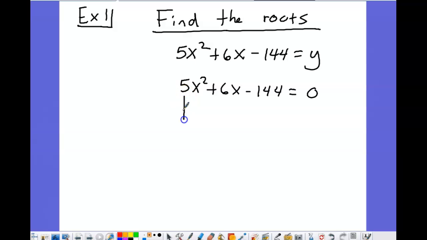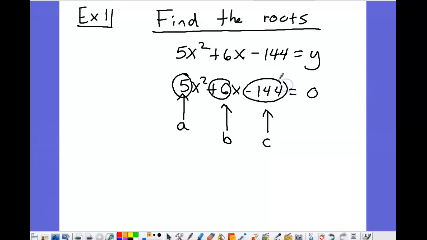The number in front of the x squared is the a. Let's circle that. The number in front of the x is the b. Now I like to circle them because I get a lot of students that put the x's in there and you don't. It's just the number in front of the x's, okay? And then the number without an x is the c. Now notice I'm including the signs because those are part of those. So a is 5, b is 6, c is negative 144. Okay? So, step 1, ready?